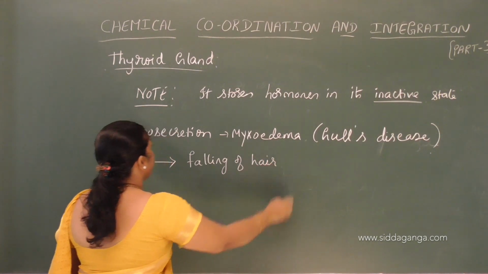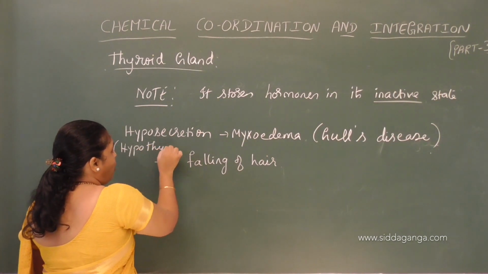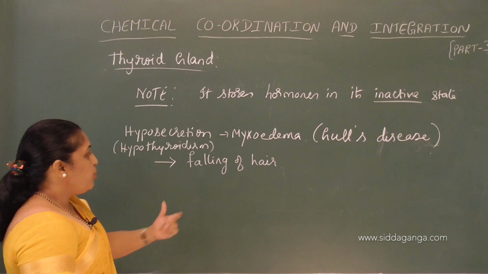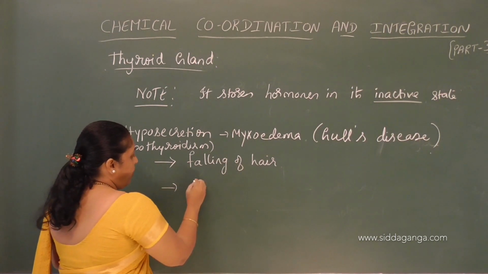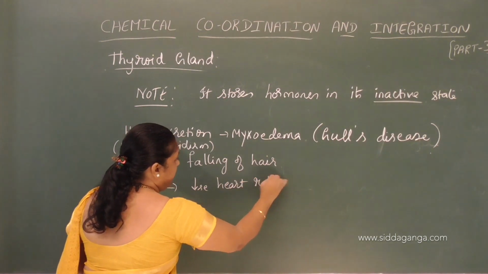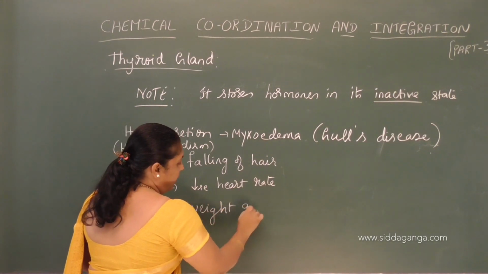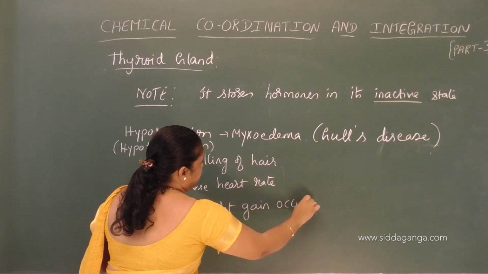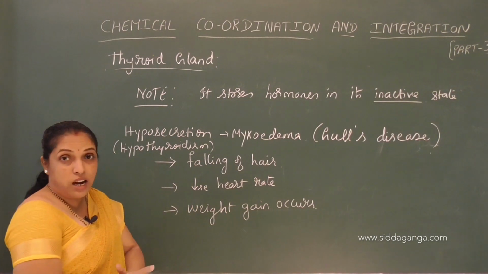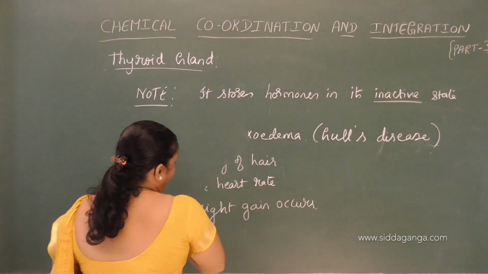This hypothyroidism we say. Hyposecretion is nothing but hypothyroidism, which is less secretion of thyroid hormones. So we see falling of hair, decreased heart rate, that is bradycardia, and weight gain occurs. So this we see in hypothyroidism. That is about hyposecretion or hypothyroidism.